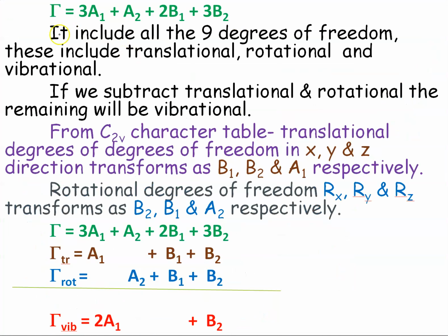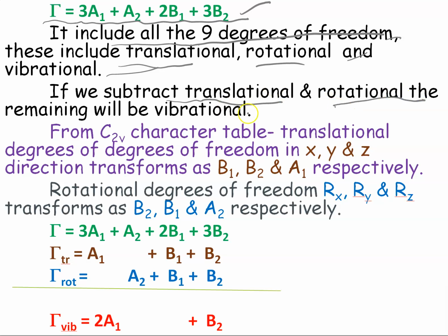So we get the total representation gamma is equal to 3A1 plus A2 plus 2B1 plus 3B2. And it includes all the 9 degrees of freedom. This includes translational, rotational and vibrational degrees of freedom. So if we subtract translational and rotational degrees of freedom, the remaining will be vibrational. That is the second step.